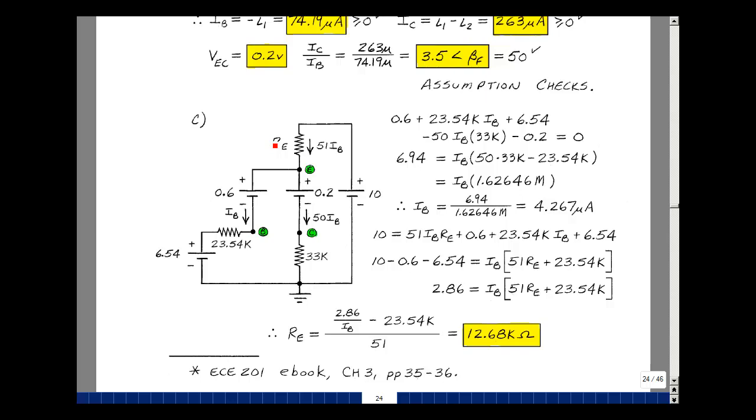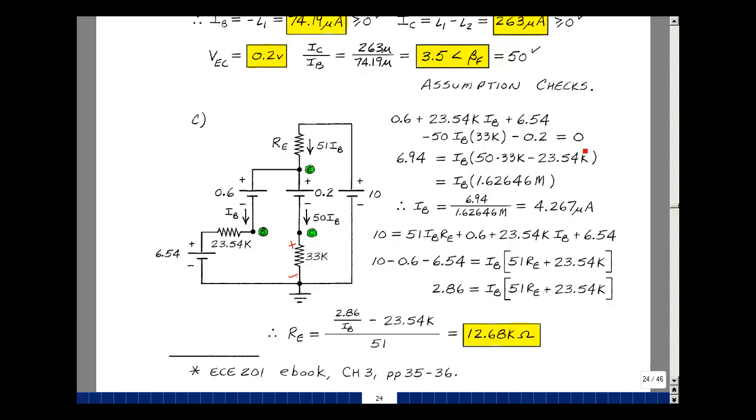I'm going to go around the loops. I've got 2 loops here. Let me go around this loop over here. I've got voltage sources and just I sub B in it. 0.6 volts plus 23.54 K times I sub B plus 6.54. And then I come back around this way. I've got a minus 50 I sub B times 33K, and then minus 0.2 is back where I started. Adding up all the drops and setting that equal to 0.